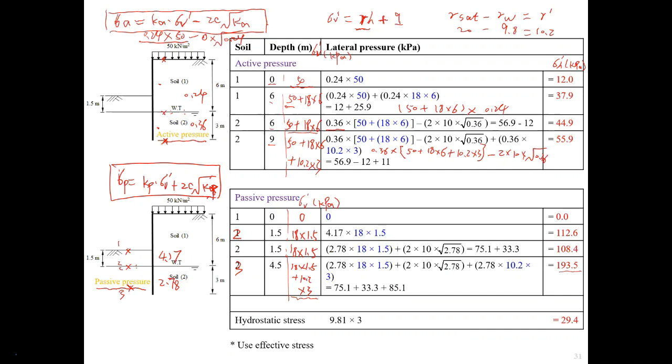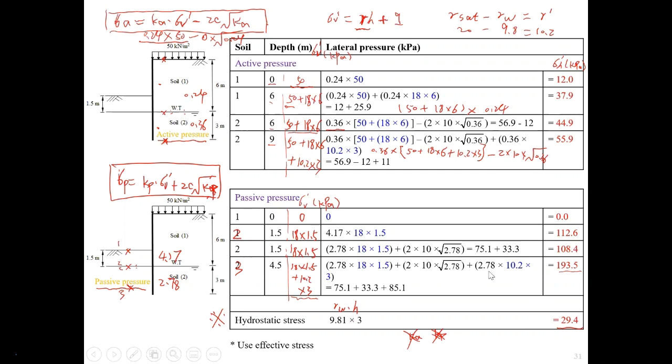But remember, if you go back to the previous steps, if there's water behind the wall, that's step 6. If there's water behind the wall, make sure to compute the hydrostatic stress. So hydrostatic stress is equal to gamma w times h. So we are able to get this value, but we don't need to calculate any Ka or Kp. You don't need to calculate further. So that's the hydrostatic stress.